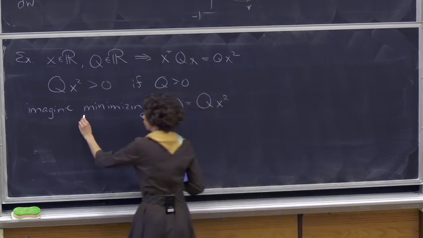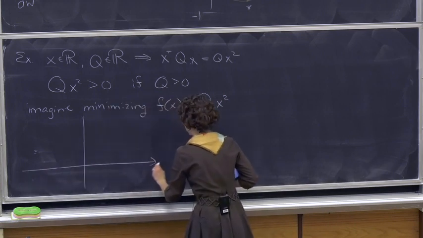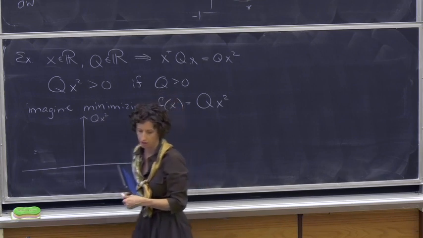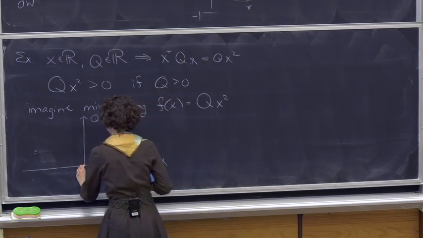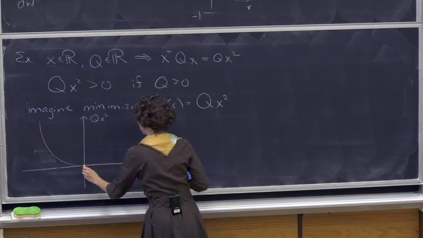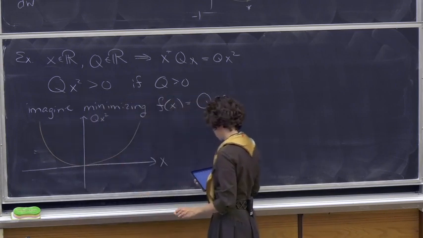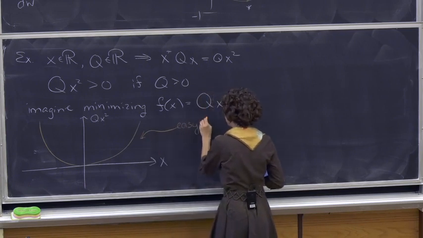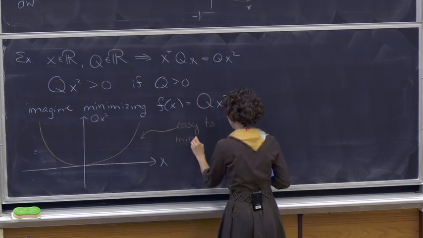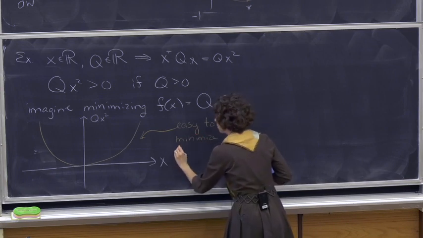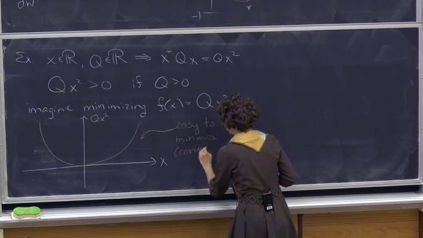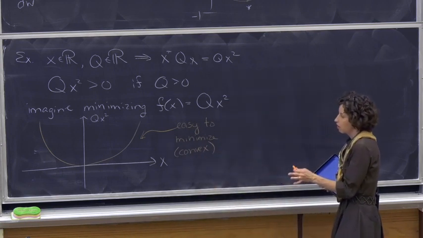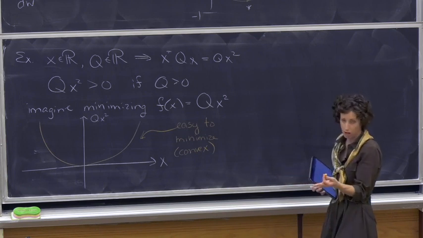Let's draw a picture. So here is x, and here is QX squared. And so my function would be this nice little parabola like this. And this is easy to minimize. And what I mean by that is that it is convex. For the purposes of right now, all I mean is that it is sort of bowl-shaped.